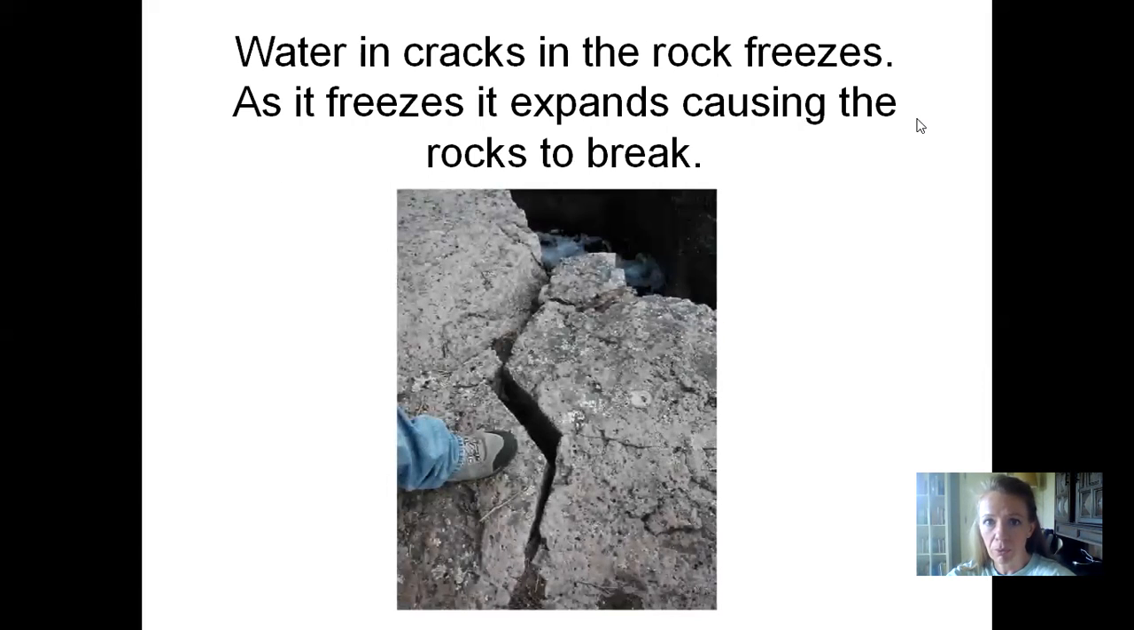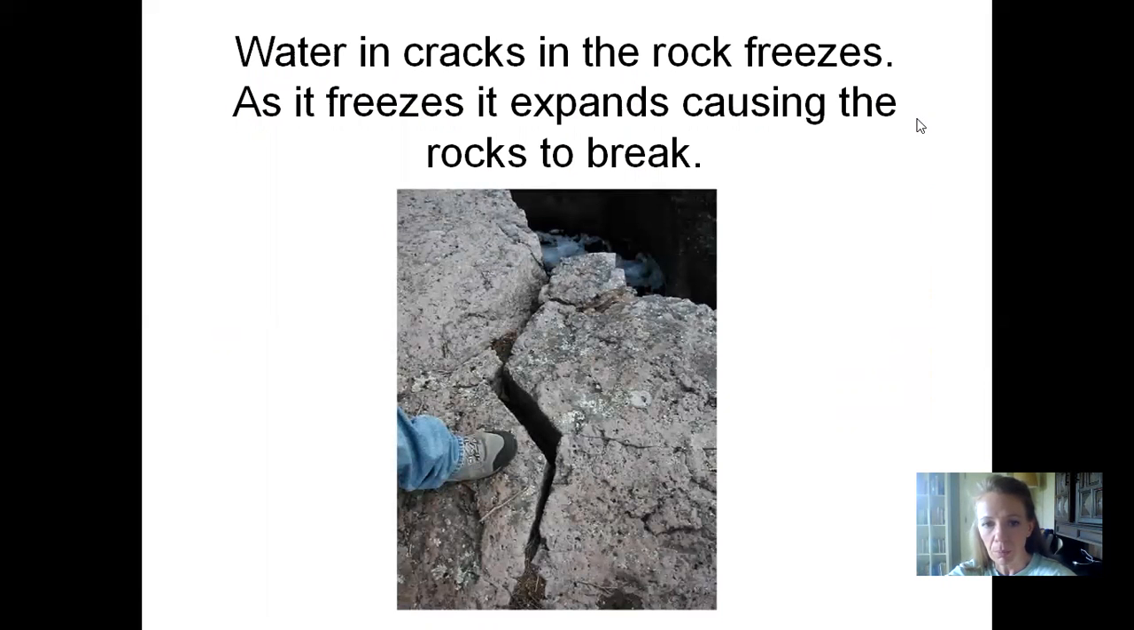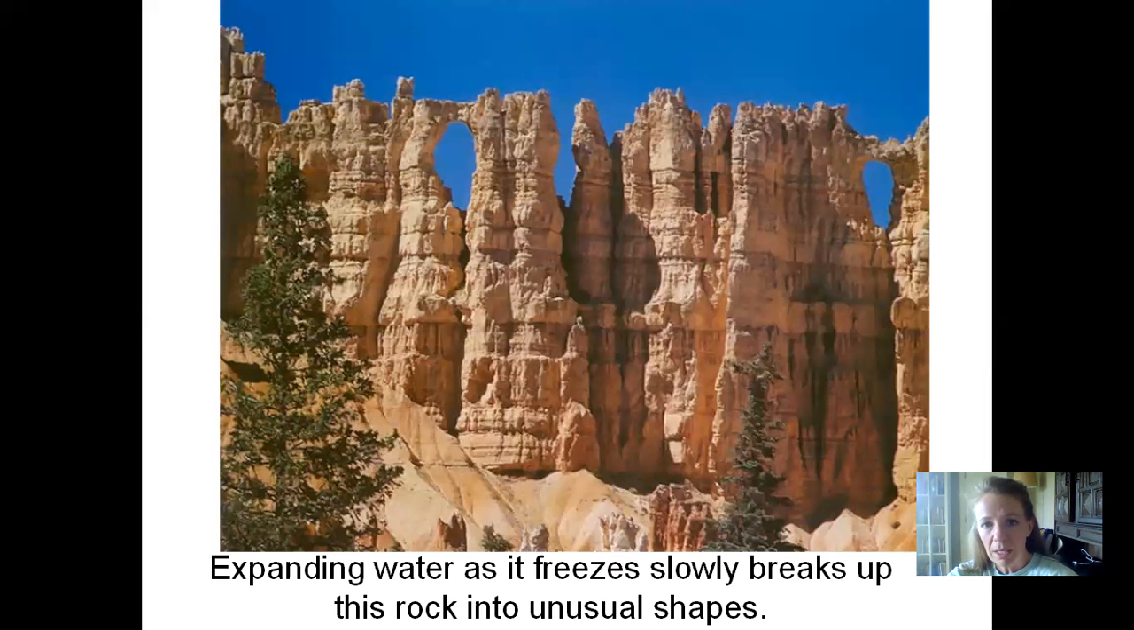Here's an example of what water in the crack of a rock would look like. Water seeps in, it gets cold, it freezes, and when water freezes, it expands. That's what causes the rock to break. Expanding water as it freezes slowly breaks up this rock into unusual shapes. You can get some pretty jagged lines right here, which I can connect to freezing water. But this one right here is unique, and the water causes the rock to form in unusual shapes.